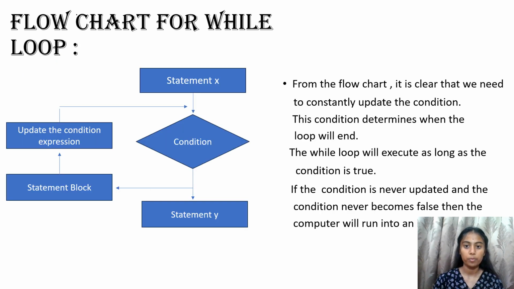Flowchart for while loop. From this flowchart, it is clear that we need to constantly update the condition. This condition determines when the loop will end. The while loop will execute as long as the condition is true. If the condition is never updated and the condition never becomes false, then the computer will run into an infinite loop.